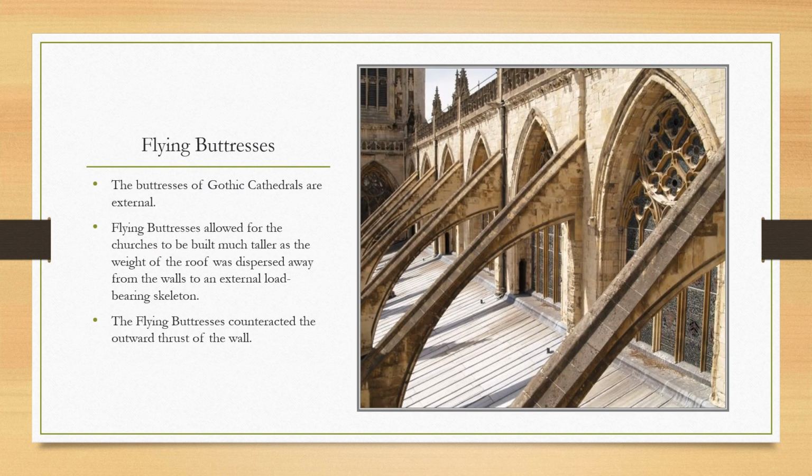Flying buttresses. The flying buttresses are an external brace that counteract the outward thrust of the wall. This prevents the wall of the building from collapsing. It also allowed the wall to be built taller and was an iconic design to cathedrals.